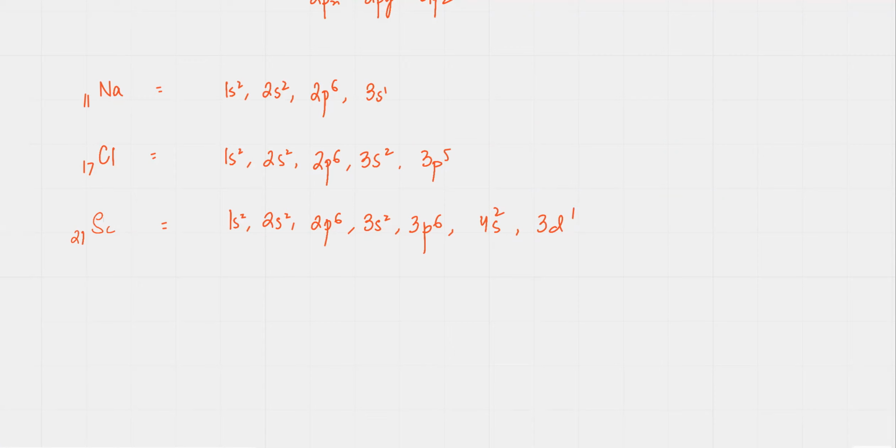One thing that you should do is, when you write the electronic configuration, it's better to reorder them according to the shell numbers.